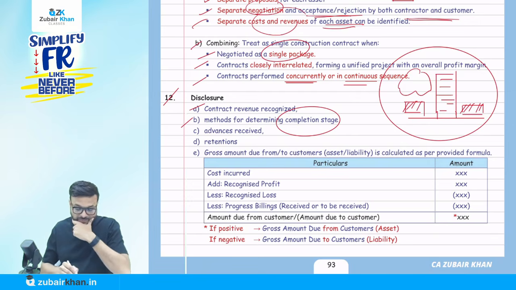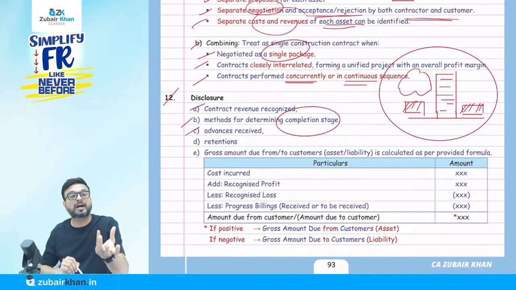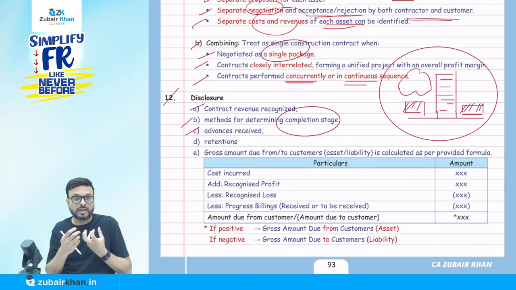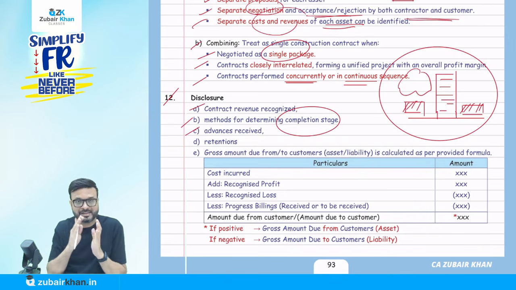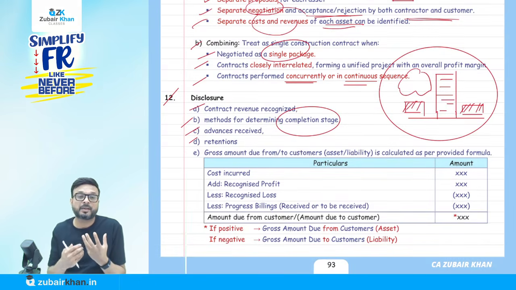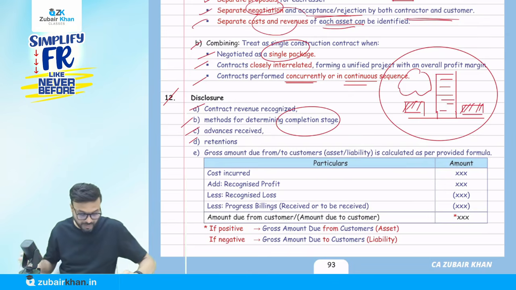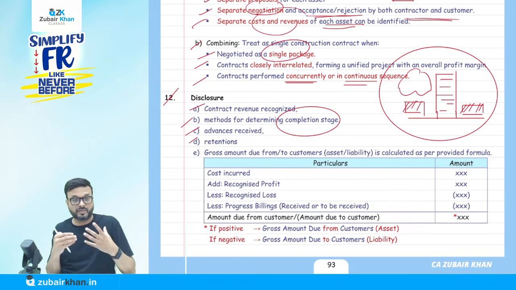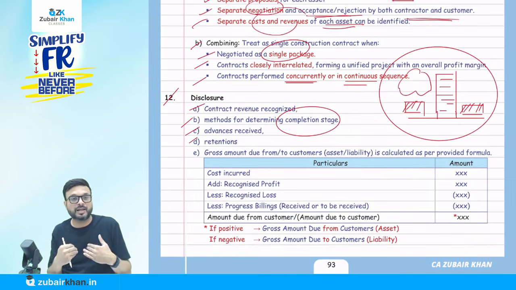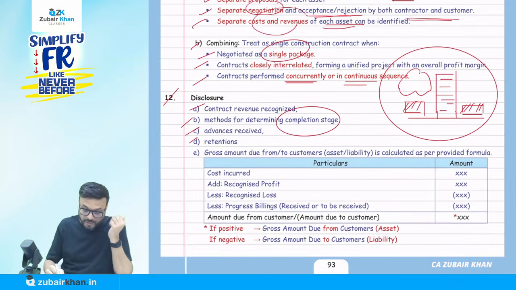Okay. The advance, what is the advance? Work has not yet been done, but we have still received an amount. We received the amount for which we have not done the work. This is advance received. Retention means the work has been done, but a certain amount is not paid by the customer. So basically, the customer pays less than the bill that we have raised. Suppose we raised a bill of 10 crore and he paid me 9 crore. So 1 crore is the retention.